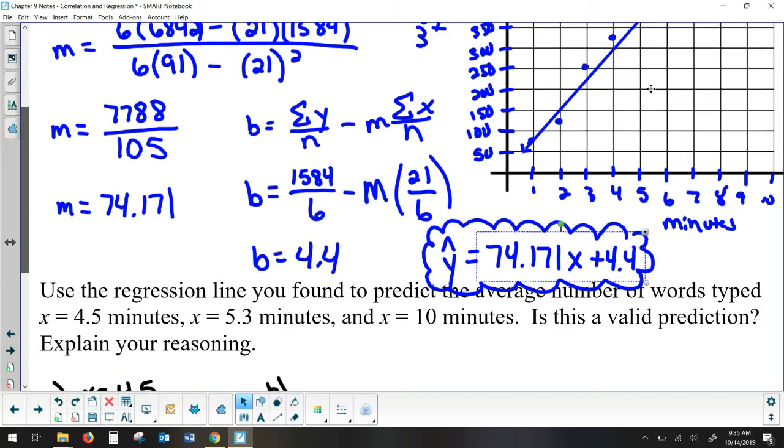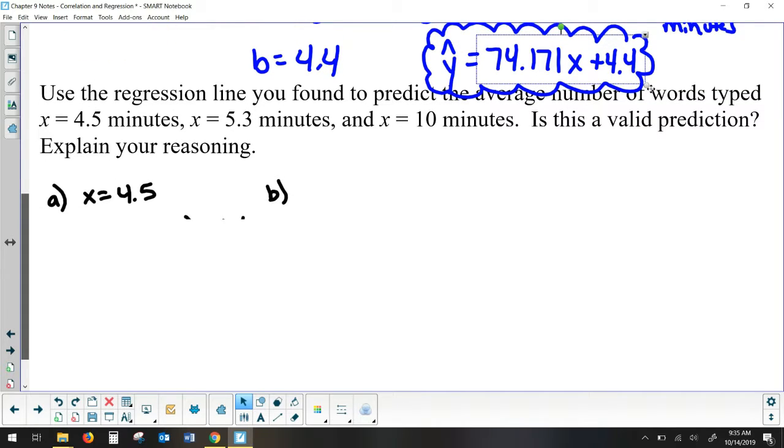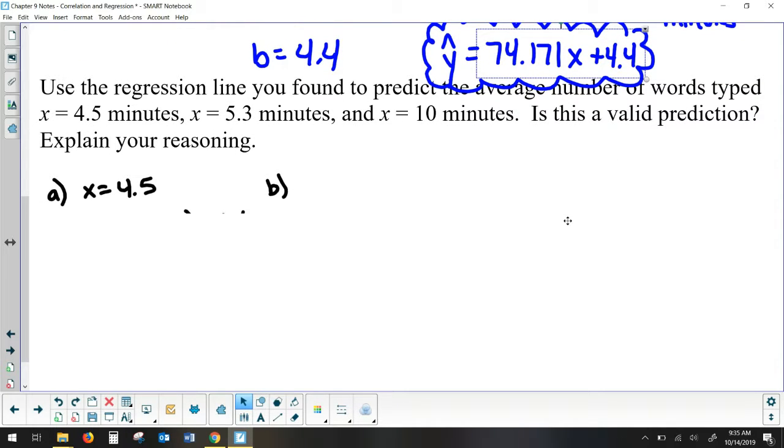So now we have this regression line. If you need to pause it to finish your graph, go ahead. It's saying use our line y equals 74.171x plus 4.4 to determine if these are valid predictions. Okay? The big thing that we need to remember when we're deciding if it's valid is the domain.